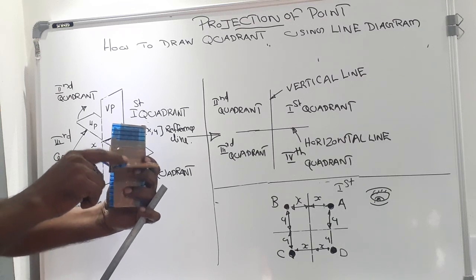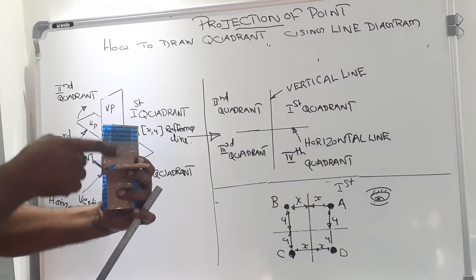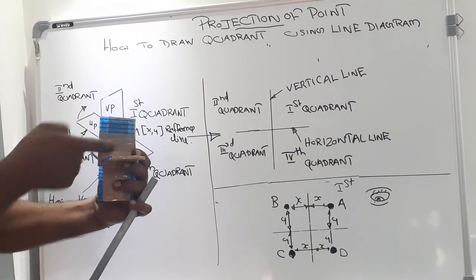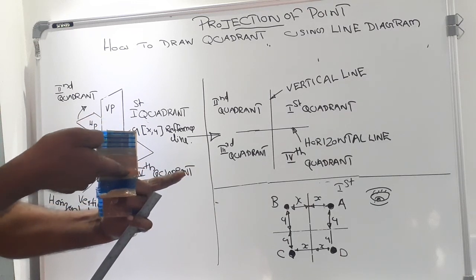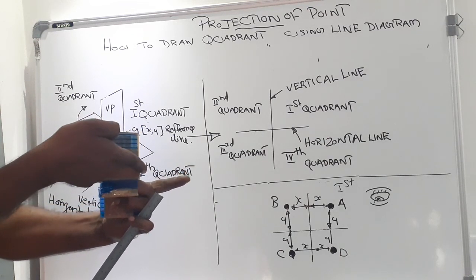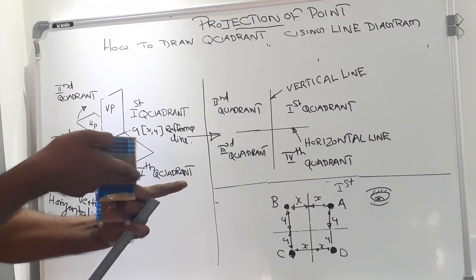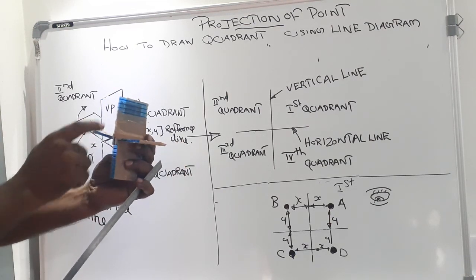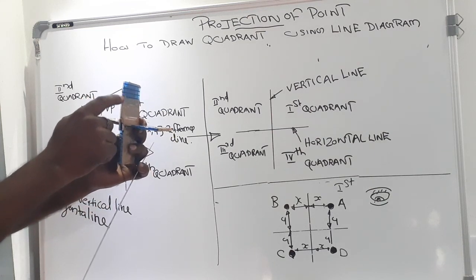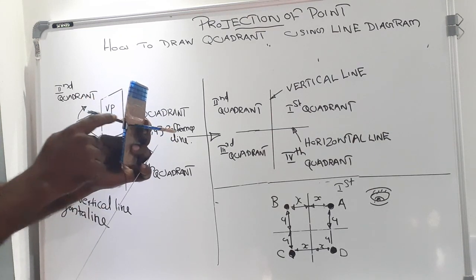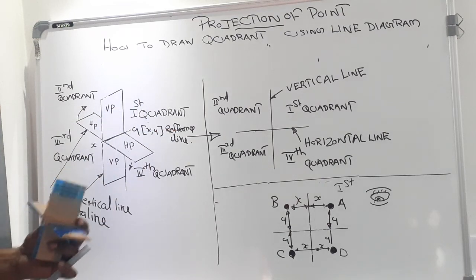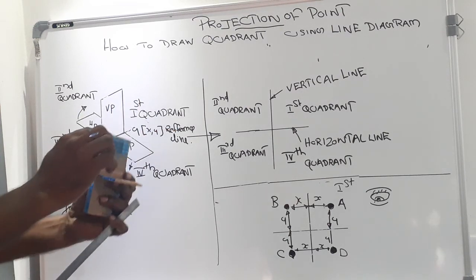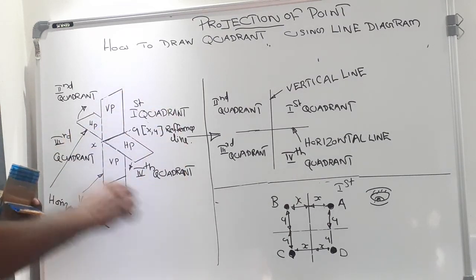This is the horizontal plane. This is the vertical plane. And this edge is called a reference line. That means this edge is called XY line. That is called a reference line. And we can see this edge is called vertical line and this is called horizontal line. These things are marked in this figure.